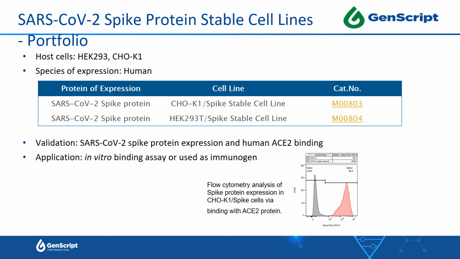Here I'm showing you a representative data of the flow cytometry analysis of the spike protein expression on the Troca1 spike cells while binding with the ACE2 protein. As you can see in the red, the Troca1 SARS-CoV-2 spike protein cell line was detected with high level of ACE2 binding compared to the control cell line, which is just the Troca1.